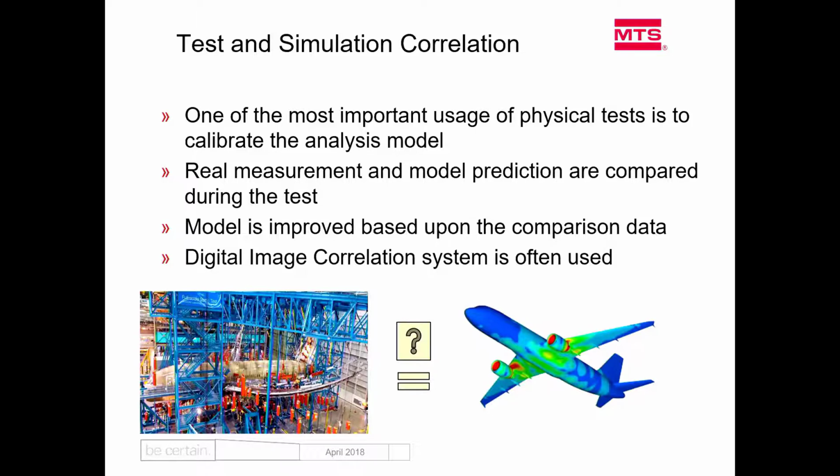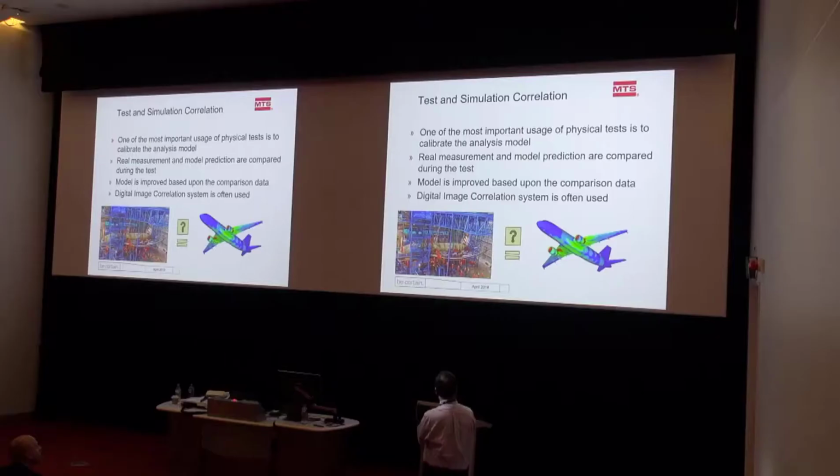So a lot of times, the test is done to validate the FEA model. FEA can provide a strain field distribution plot, and you can find strain for many points. To compare the model with the test measurement, we need to put many strain gauges, and it's very time consuming.